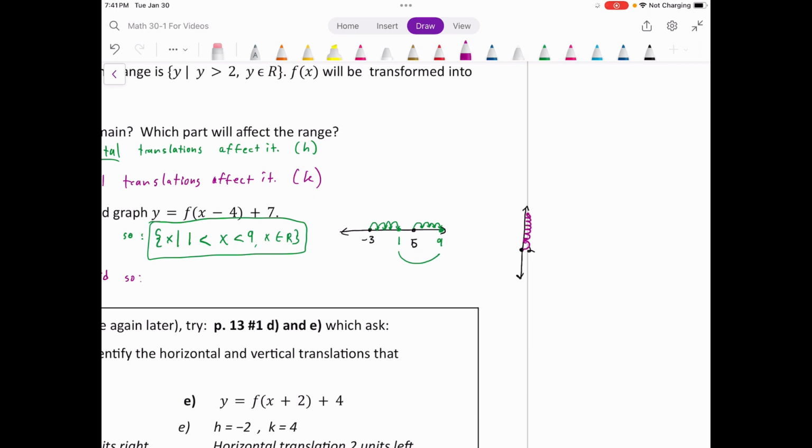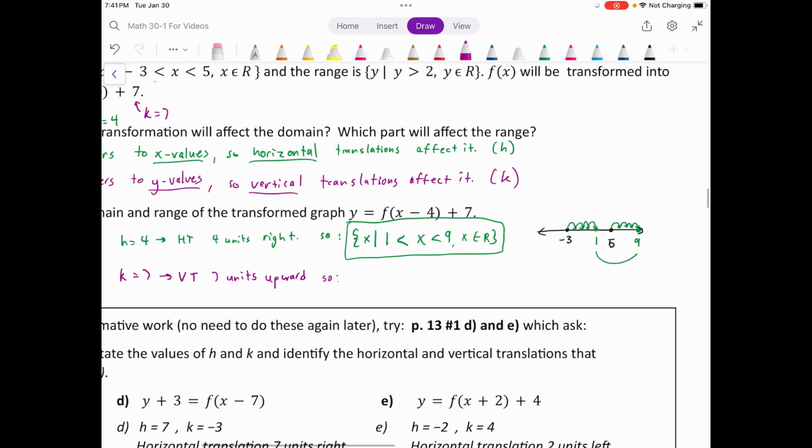Where is it now? Well, 2 plus 7, it's now at 9. A y value of 9 is where our new minimum for this graph will be. So our range is going to shift 7 units upwards. It's going to be the set of all y's such that y is greater than 9, right? Instead of 2, 9. And y is an element of the real numbers. And there we go. That will be the range of the transformed graph.